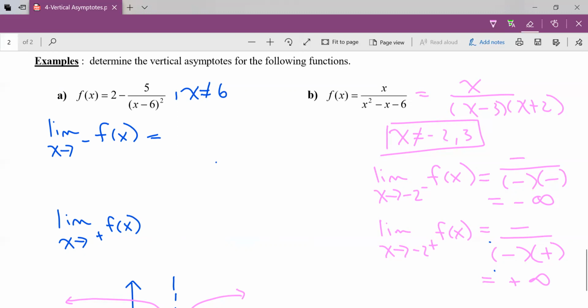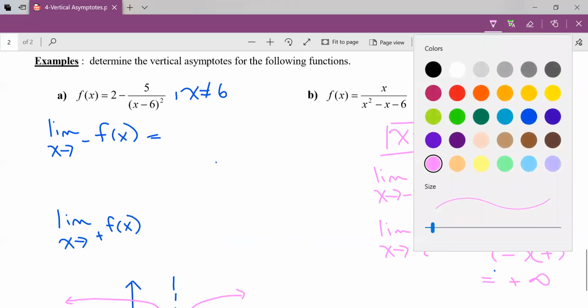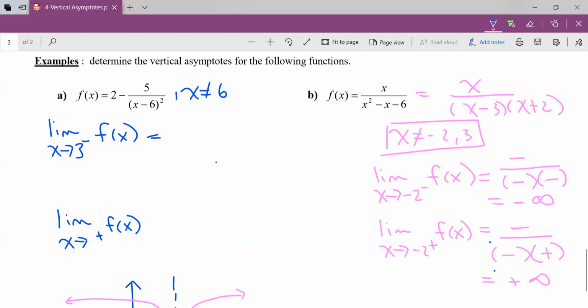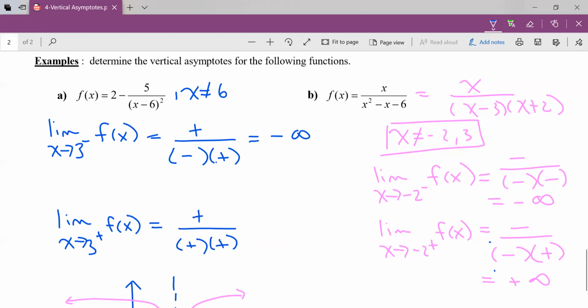So now when x is 3, I'm going to go from the left, switch to blue here, and from the right. From the left, I'm going to sub in something like 2.999999. So I'm going to get a positive in the numerator, and 2.9999 minus 3 is a negative, so the result is negative. So this is going to go to -infinity. And from the right, I'm going to sub in 3.0001. So I'll get a positive and a positive and a positive, and I get positive infinity.